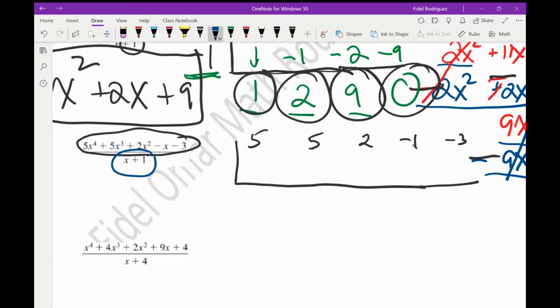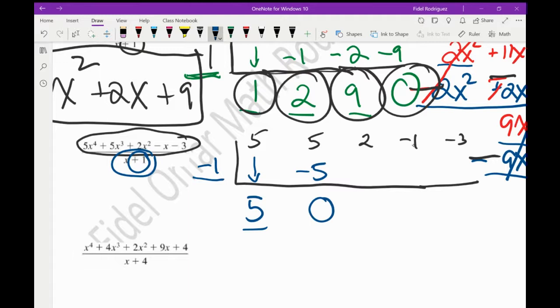Remember, what I'm going to do with this sign right here, that number, I'm going to change the sign of it. I'm always going to change the sign of it, okay? So this is now going to become a -1. First step, always, always, always drop down that number right there. Okay? Second step, now we're going to start multiplying. -1 times 5, -5. We're going to add those numbers together.